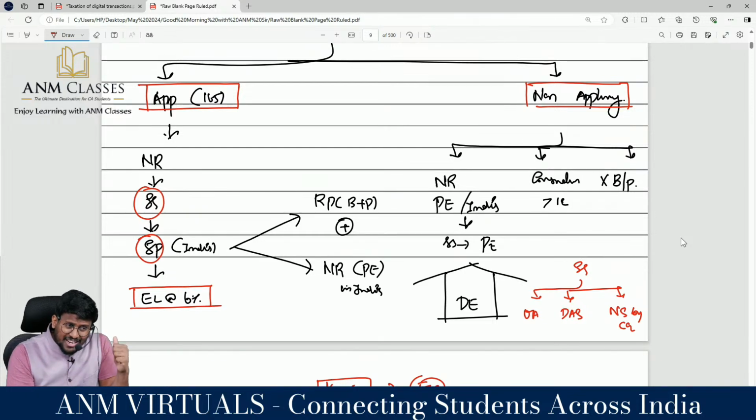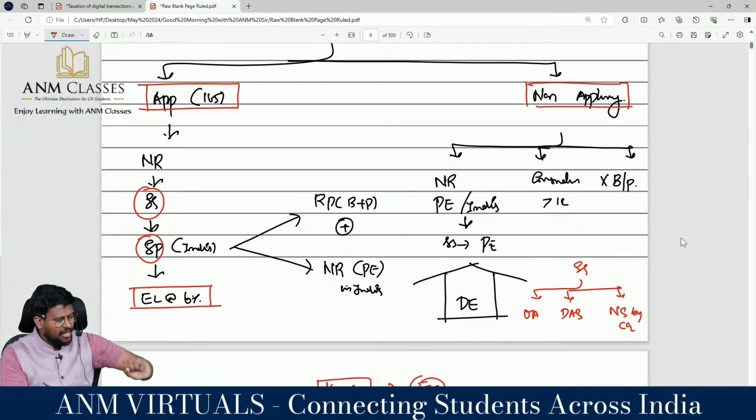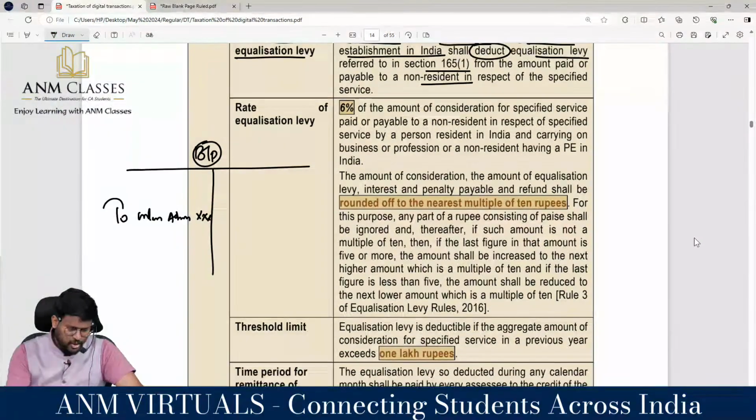So who is the person liable to deduct equalization levy? The specified person who is in India. Who is that specified person in India? A resident who is carrying on business or profession, or a non-resident having a permanent establishment. I'm moving to the next one. The rate of equalization levy was already discussed earlier.